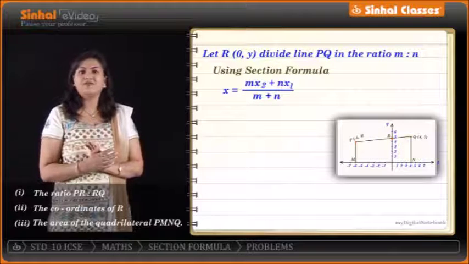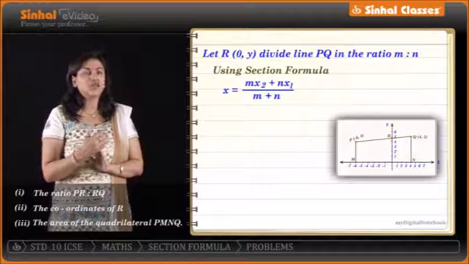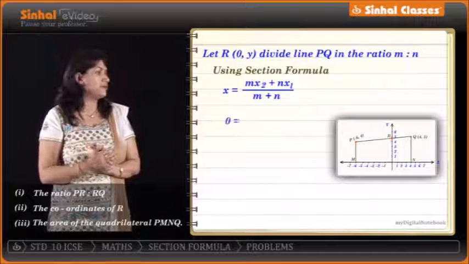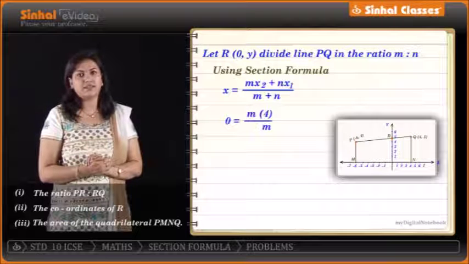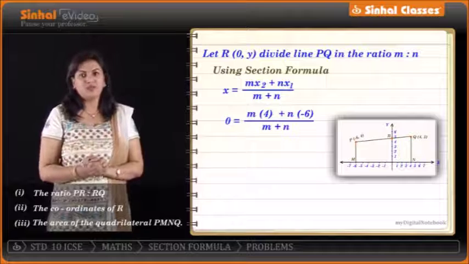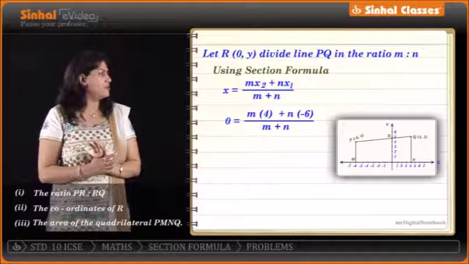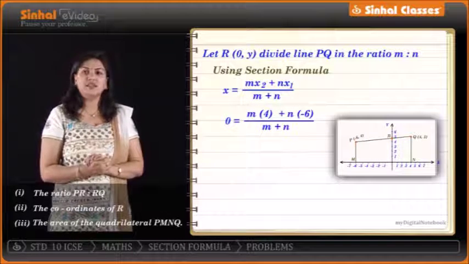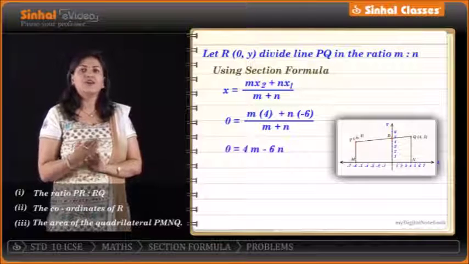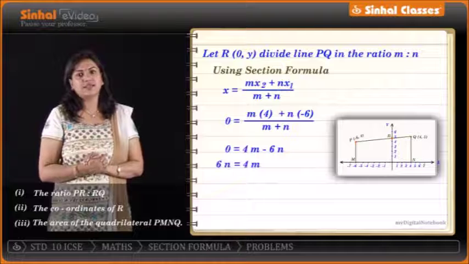So by section formula we have x is equal to mx2 plus nx1 upon m plus n. But the x coordinate for R is 0. So we have 0 is equal to m into 4 plus n into minus 6 upon m plus n. Now m plus n into 0 gives us 0. So we have 0 is equal to 4m minus 6n. That is 4m is equal to 6n.